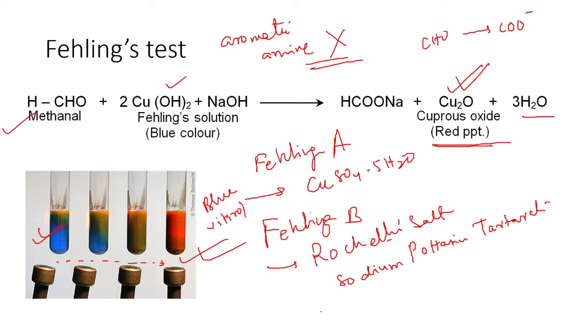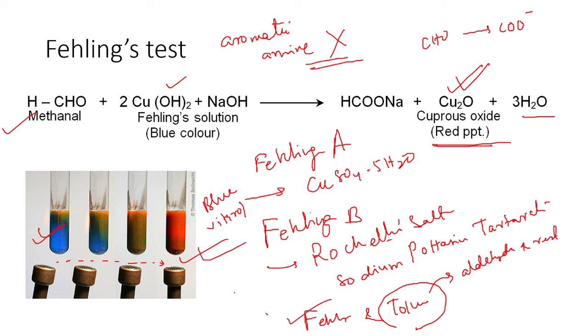So what do you know in Fehling test and Tollens test? Tollens test we can use to distinguish between aldehyde and rest. Fehling can be used also to do the same, aldehyde and rest, plus an additional use is it can make you distinguish between aliphatic and aromatic aldehydes. Okay, so don't get confused while answering the questions.